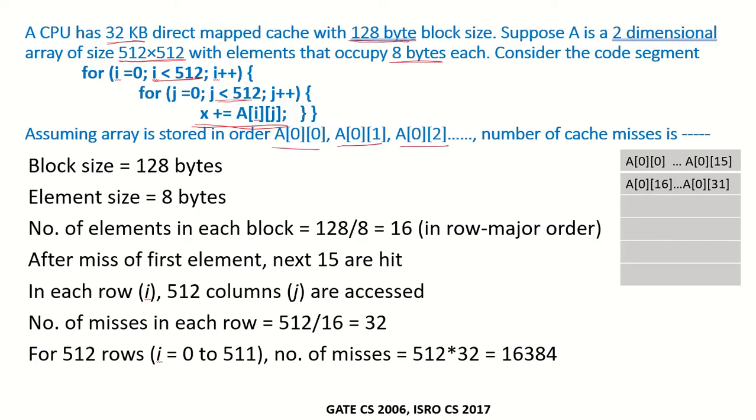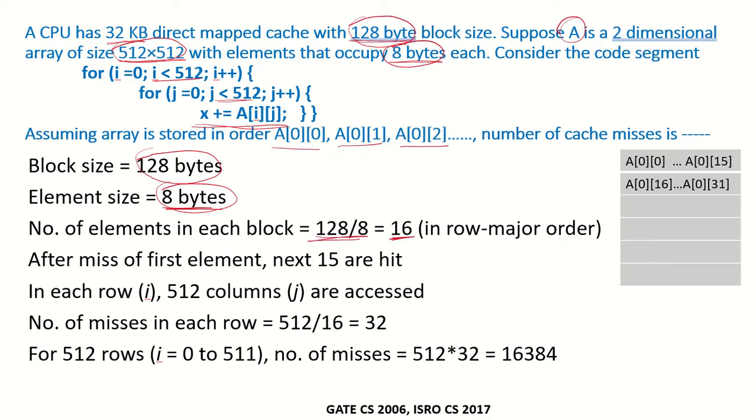number of cache misses? So we know that the block size is 128 bytes and each element in this array A, which comprises 512 by 512 elements, occupies 8 bytes. So the number of elements which can be stored in one block of 128 bytes, with each element occupying 8 bytes, is 16. So in each block we can store 16 elements.